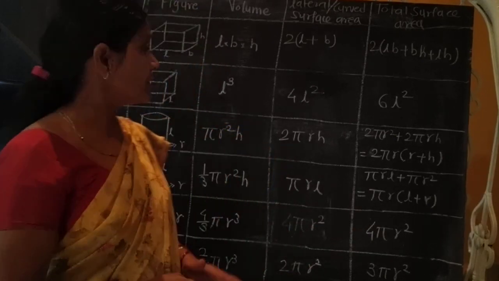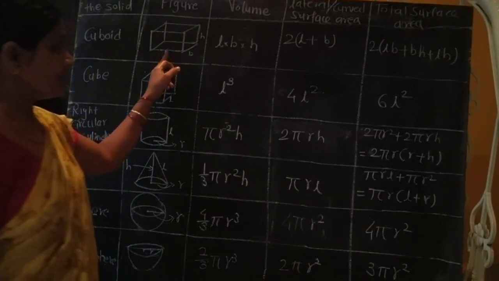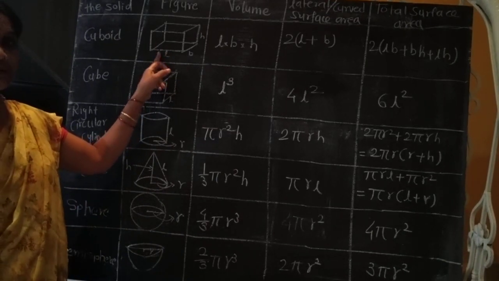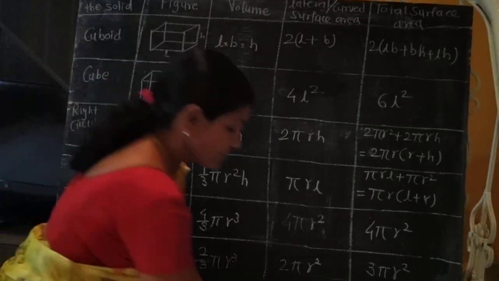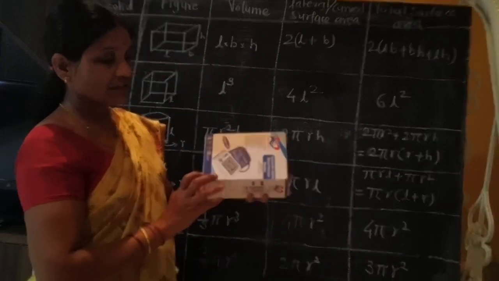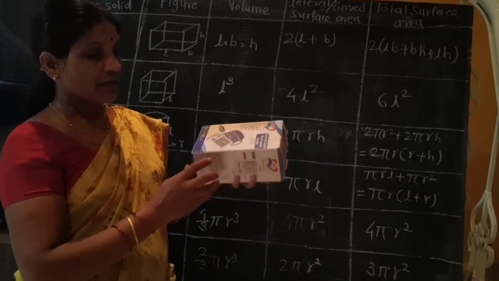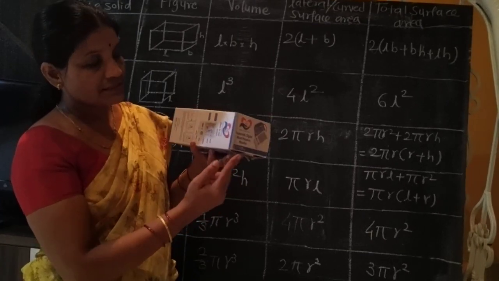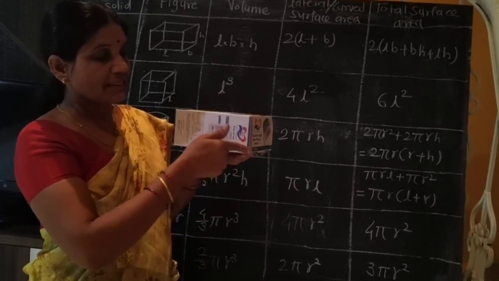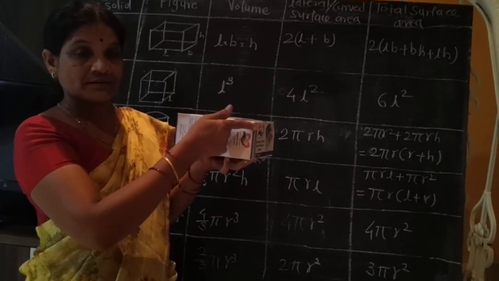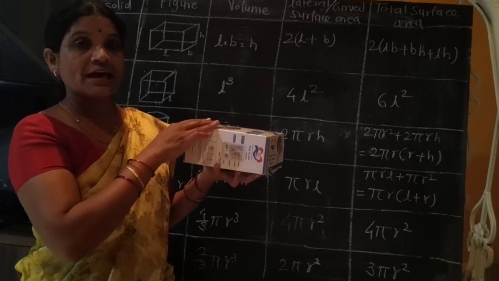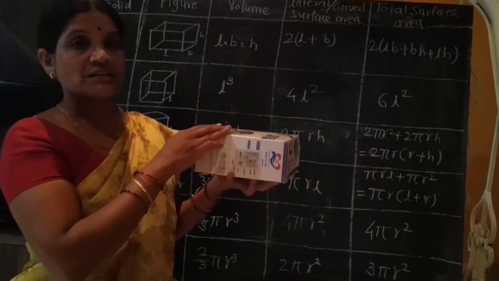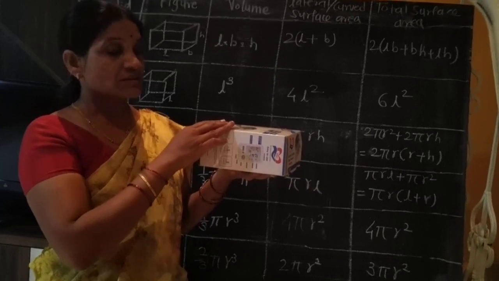Out of that, the first figure is cuboid. Cuboid means like this way. This is the shape of cuboid. Here this side is length, this side is its breadth, and this side is height. And that cuboid has 6 faces.